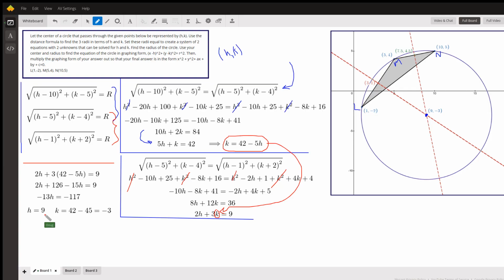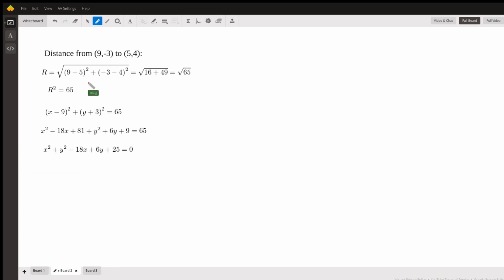H is 9. If H is 9, plug 9 in for H: 42 minus 45 is negative 3. So the circumcenter is at (9, -3). Completing the directions, to find the distance from the center to one of the points, use the distance formula. You get the radius as the square root of 65. But in the equation of the circle, we're going to use R squared. So R squared is 65.